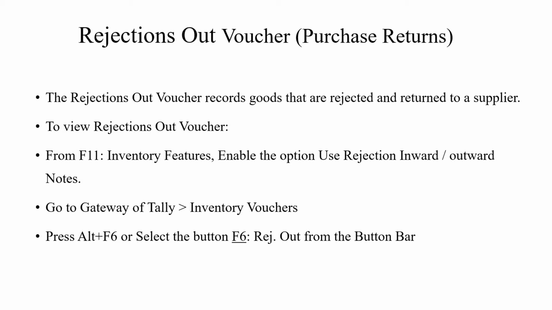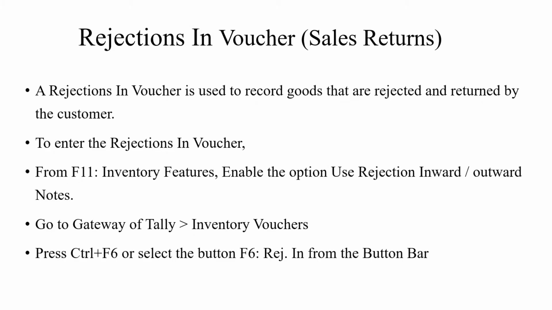But by default, this will not be activated. We have to do the activation. How can this be done? This can be done via company features or Tally features by pressing function key F11. In that we have to go for the second one, that is inventory features. In inventory features, we have to enable the option use rejection inward/outward notes.